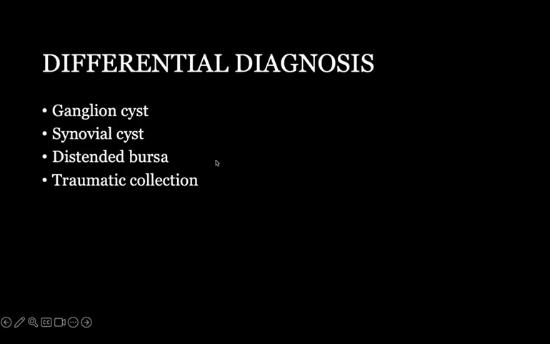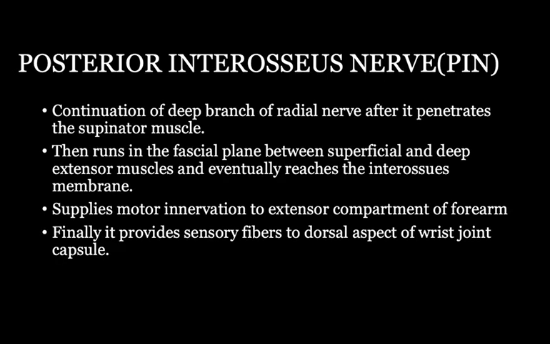So with this, we could come to a differential diagnosis of either an intramuscular ganglion cyst or a synovial cyst, or a distended bursa or traumatic collection. So we can exclude distended bursa because we can see that the cyst was intramuscular and also there was no trauma, so we can exclude the distended bursa and traumatic collection. Imaging wise, rarely we could differentiate between the ganglion cyst and synovial cyst.